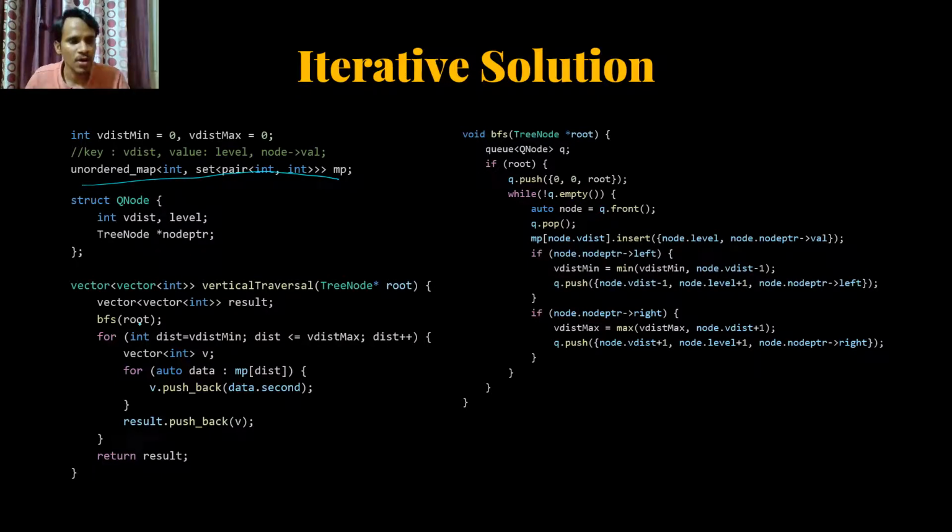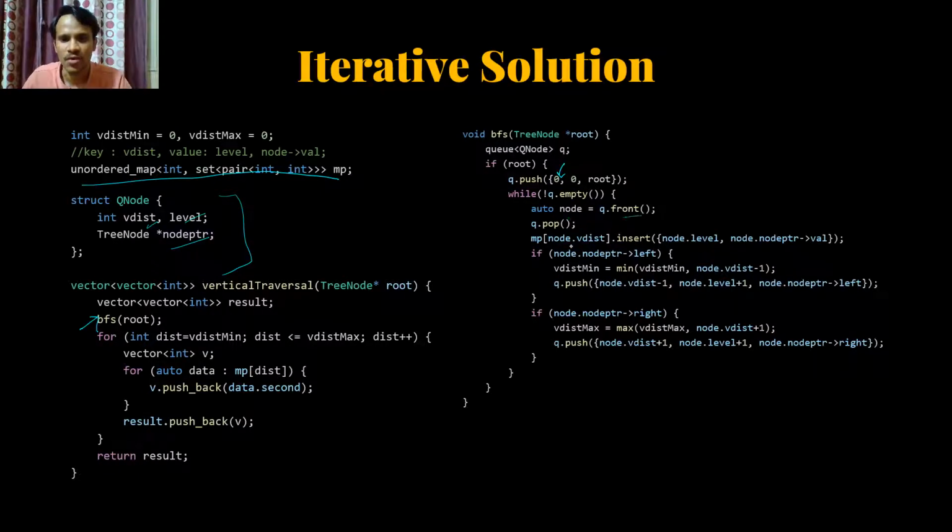Okay, instead of pre-order, what we do is basically BFS, which is basically the level order traversal. So we first have the root node, we pass the root node. So if there is root, we insert here the queue has basically these three things. So the vertical distance, the level, and the node pointer. Okay, so we insert, since root is at vertical distance 0, the level is 0, we insert the root. Okay, and while the queue is not empty, this is basic BFS traversal.